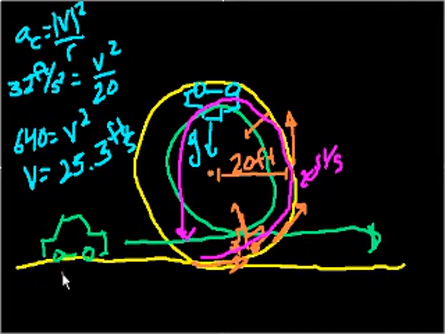Now, there's another question. What's going to happen if the car goes faster? What happens if the velocity is, and I'll do it in a different color, 50 feet per second? So this is a super fast car.